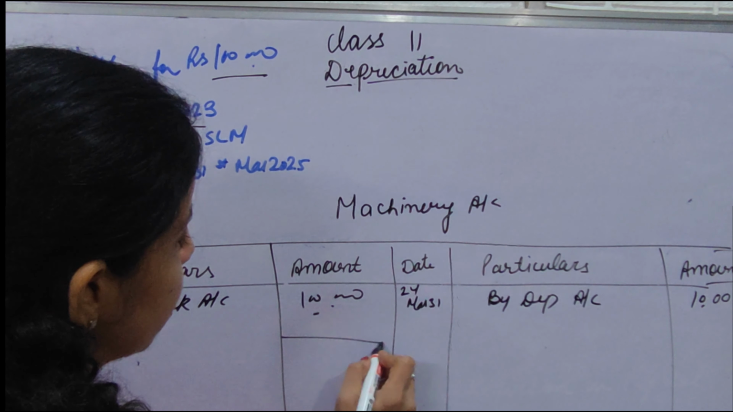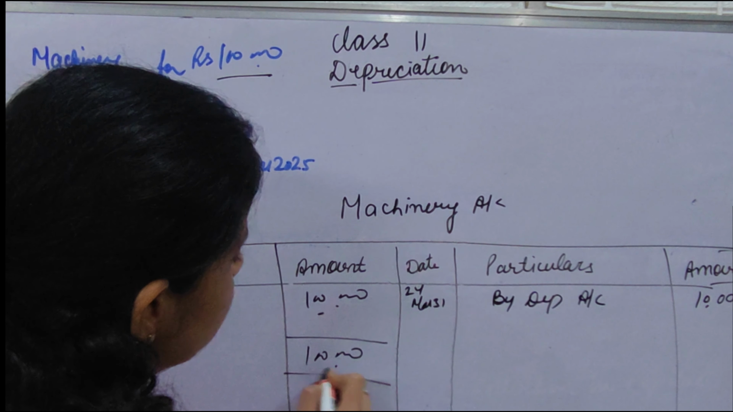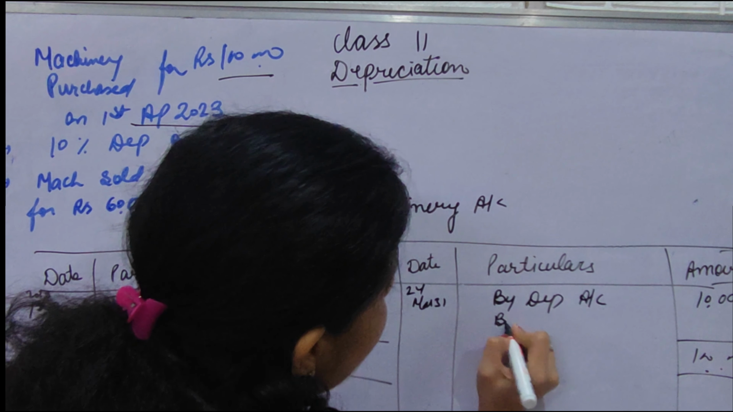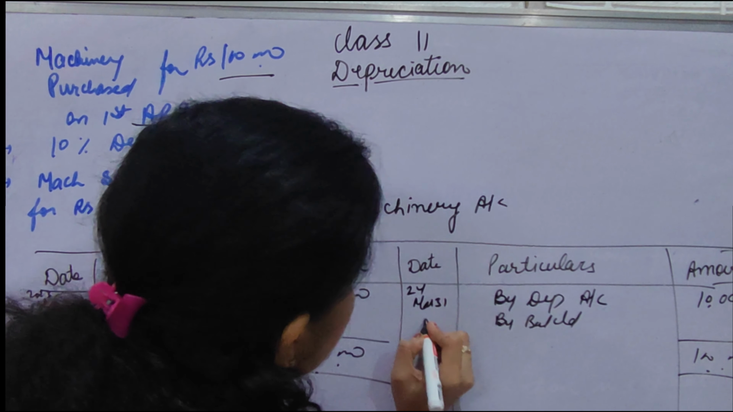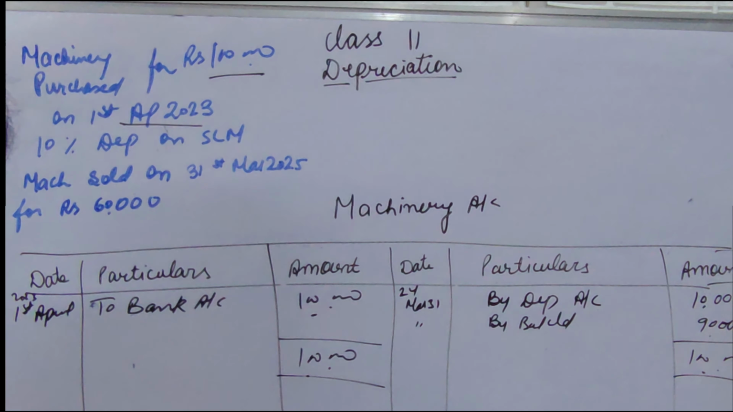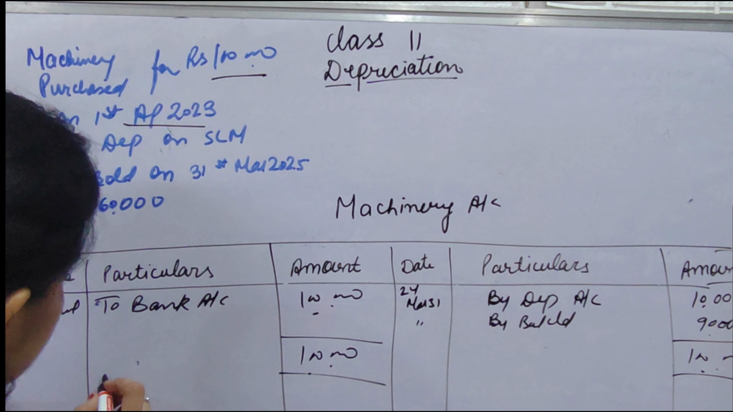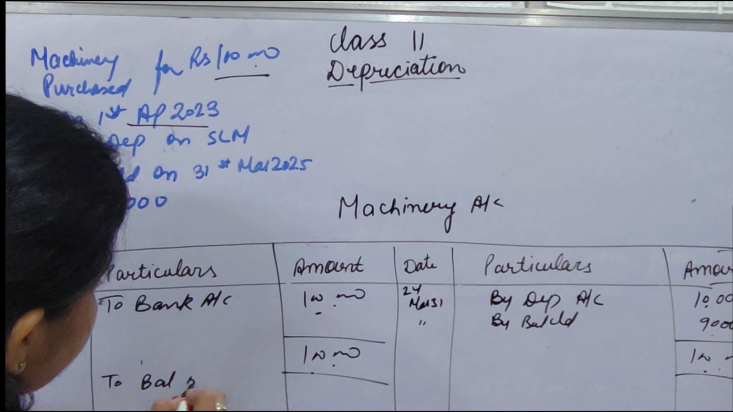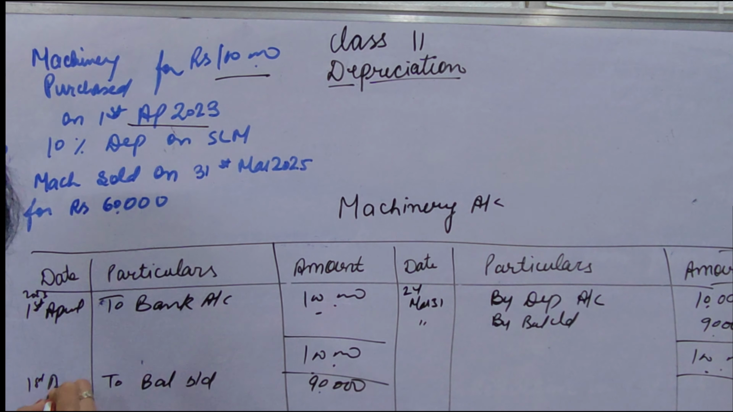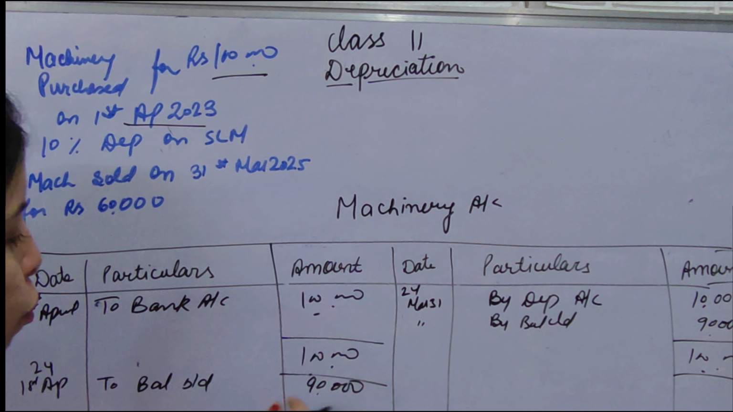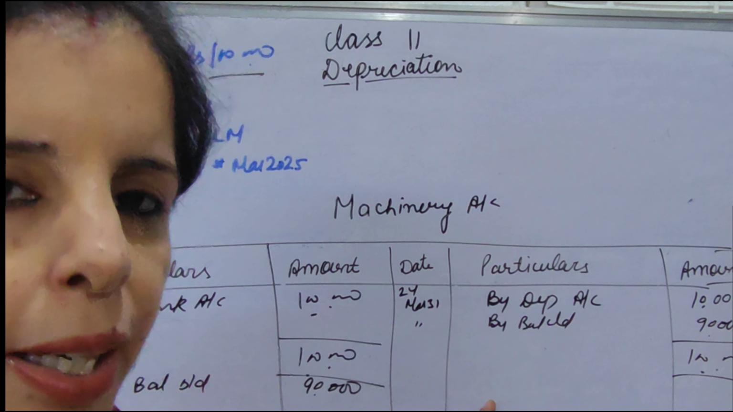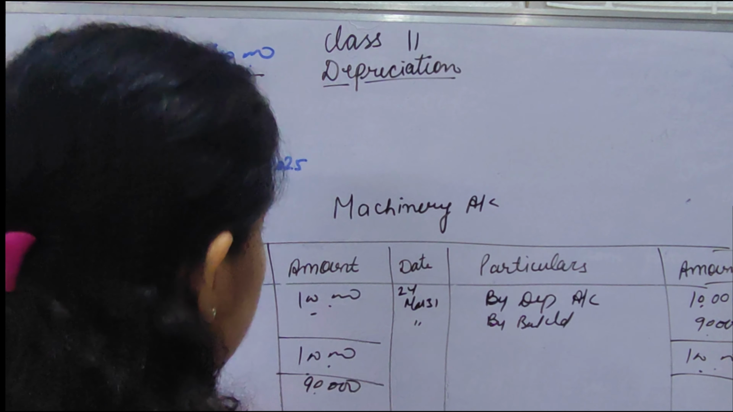Then we have to balance both the sides. Here the total is 1 lakh, so it should be 1 lakh here also. So we'll balance by writing by balance c/d, 90,000. Next year this balance carried down will be the opening balance for the next year. To balance b/d 90,000, 1st April 2024.